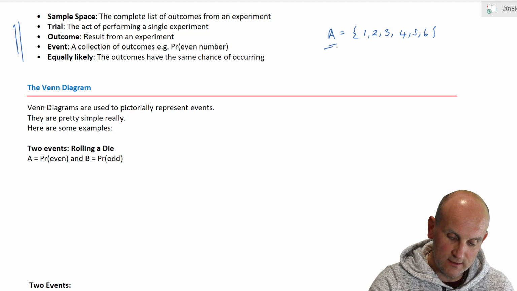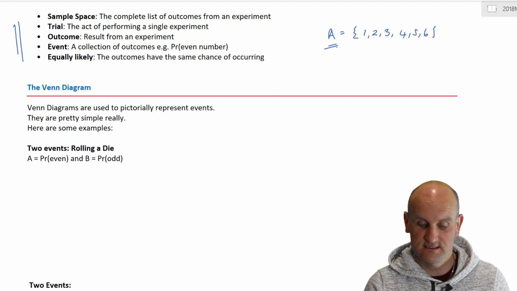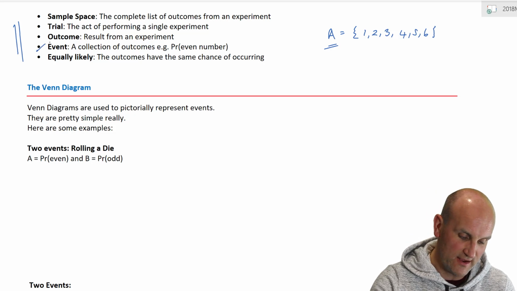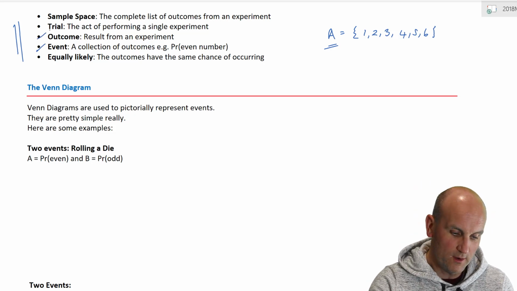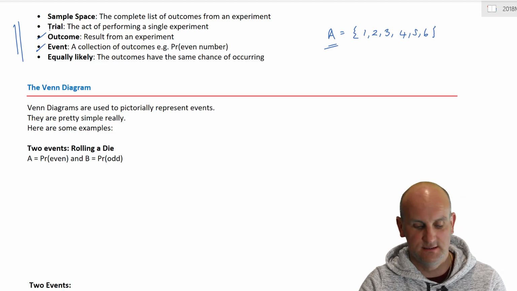Notice this letter A here. For some reason with probability, we use capital letters to stand for particular events. And what does it mean by event? A collection of outcomes. And what do I mean by an outcome? Well, throwing a die will have 6 outcomes. There are 6 possible things that can happen.